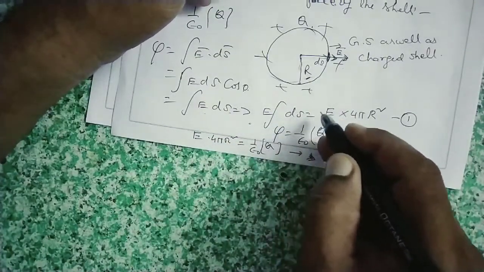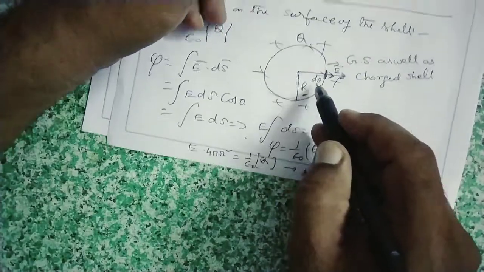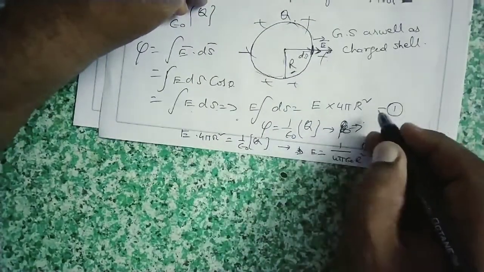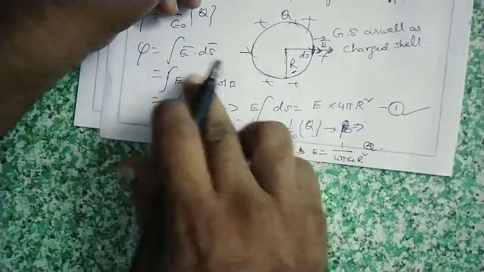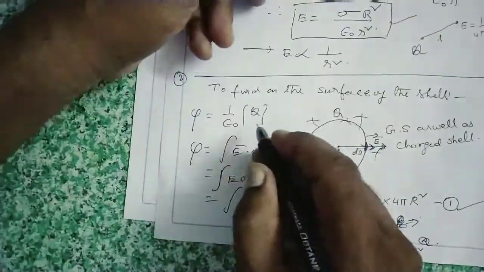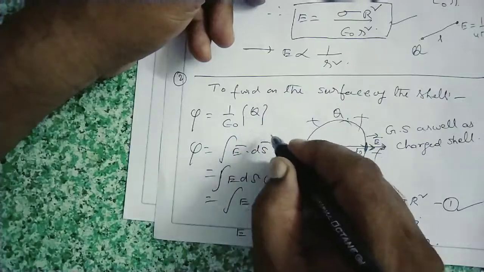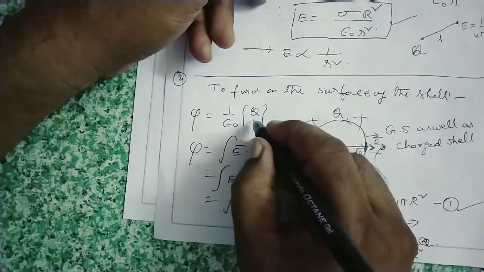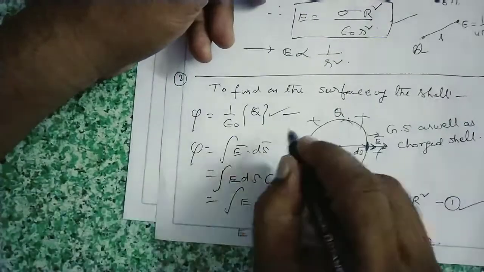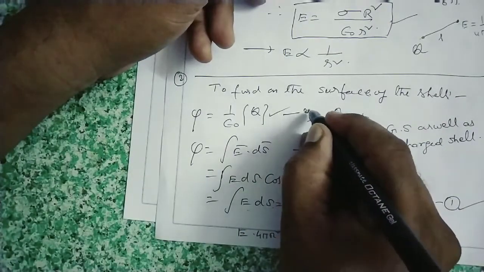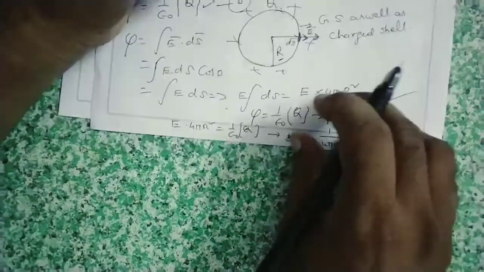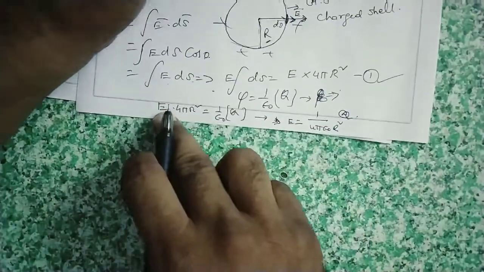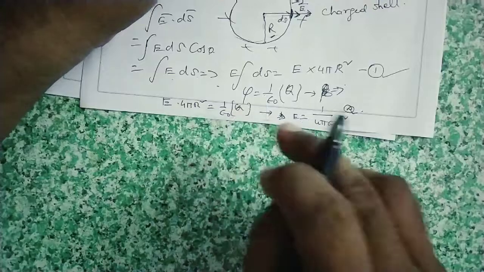Here integral ds means the total Gaussian surface area, and the Gaussian surface is coincident with the shell surface, so we have to take E into 4 pi big R square. This is the flux we found geometrically. Now the flux by Gauss law is 1 by epsilon 0 times the total charge. So the Gaussian surface consists of the complete shell, that's why the shell's complete charge. This is equation 2, and this is equation 1. So if we equate both flux answers, we get E into 4 pi R square is equal to 1 by epsilon 0 into Q.